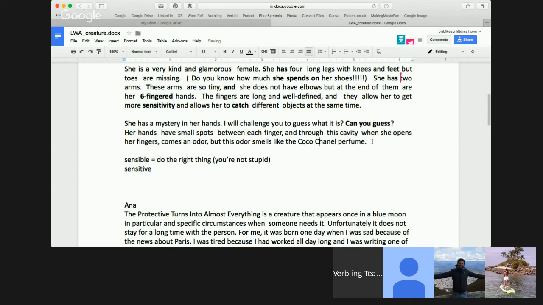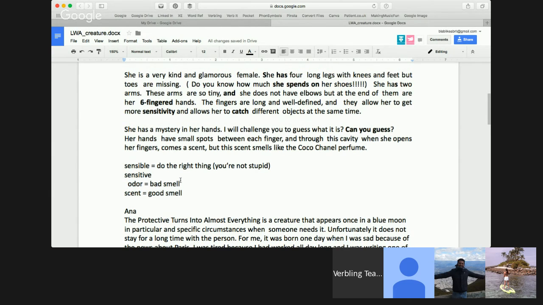perfume. Odor is usually a word that we use for a bad smell. And for good smell, scent. A scent is a good smell. Scent, okay. Yeah. And smell is just neutral. So if you're talking about flowers or butterflies or perfume, you'd say scent, not odor. If you're talking about smelly socks or, I don't know, then it's an odor, okay?